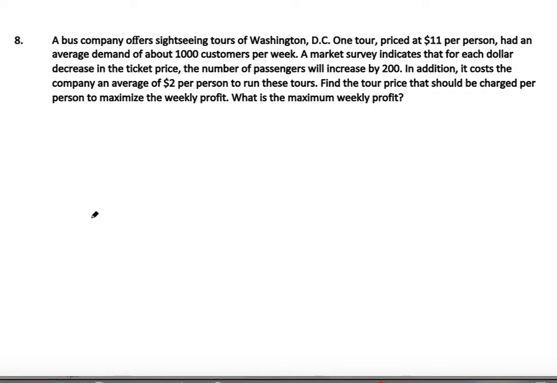So number 8 is asking us to do what we just did in the past couple problems, but in one go. So let's do all of the steps. First, we're going to find a cost function. So cost as a function of quantity is just going to be $2 per person. Our revenue is going to be... actually, I'm sorry. Our revenue is not $11 per person. It's going to be our quantity times our price. So we need to figure out our price.